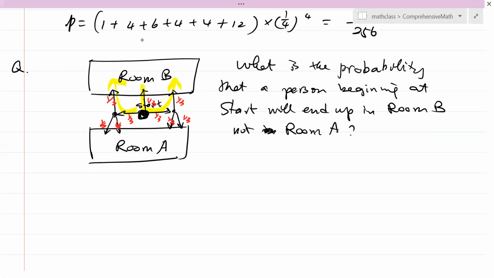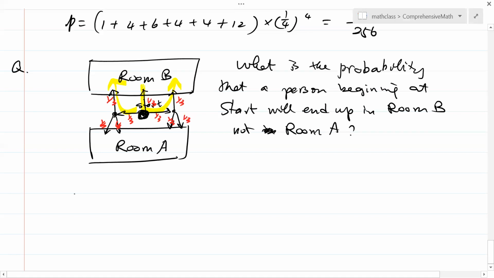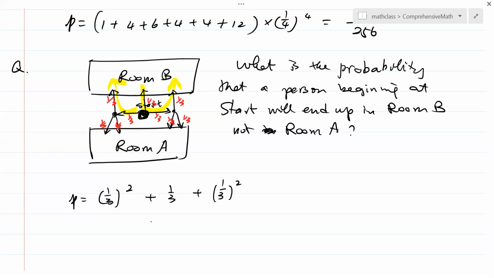So we are going to apply the addition rule first, the product rule. For the path on the left, the probability is going to be one third squared. The path in the middle. The path on the right. So that is what you get. And after you simplify it, it's going to be 5/9.